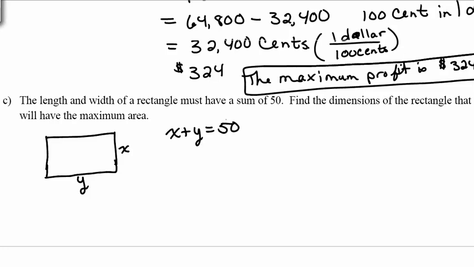And what we want is a maximum area, so we need to write an equation for area here. Area is length times width, and we don't want two variables in our area equation, we only want one. So we can solve this for one of the variables. You can pick, I like to have my functions written in terms of x, so I'll figure out what this y is in terms of x. So I want to solve this for y. Subtract x from both sides, and I get y is equal to 50 minus x.